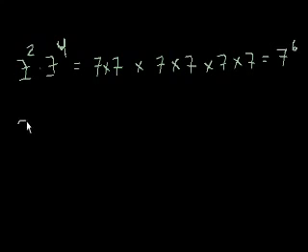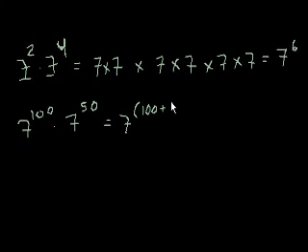So take 7 to the 100th power times 7 to the 50th power. Notice, this is an example where it'd be very hard without a computer to figure out what 7 to the 100th power is, and likewise very hard to figure out what 7 to the 50th power is. But we could say that this is equal to 7 to the 100 plus 50, which is equal to 7 to the 150.